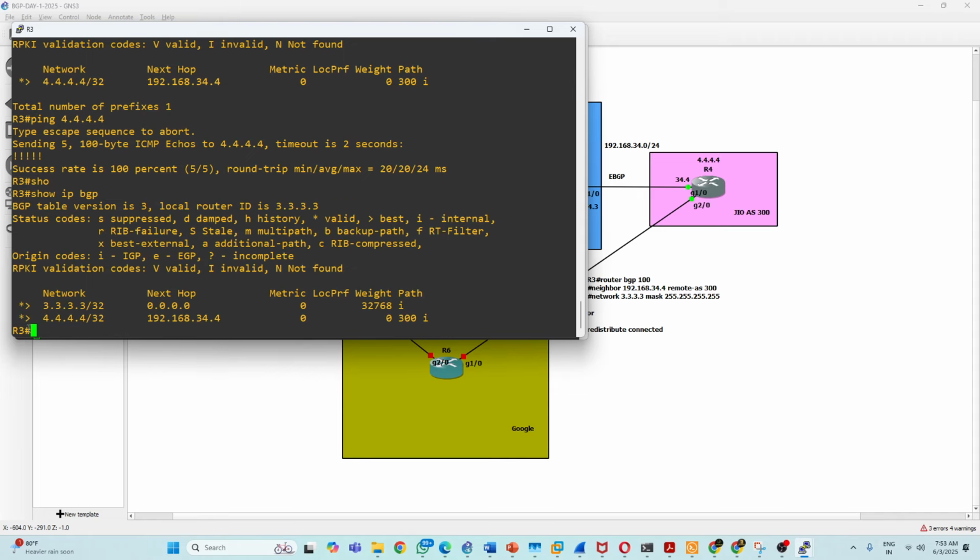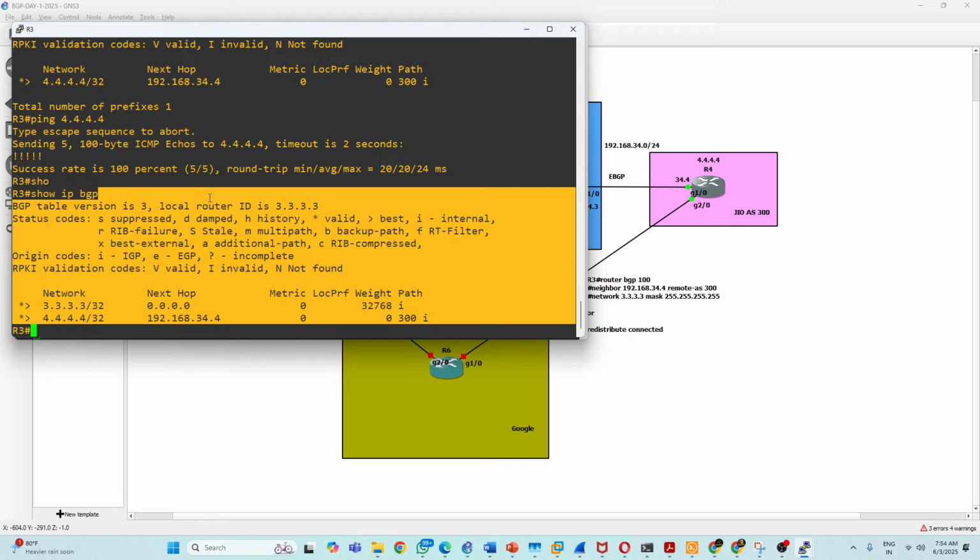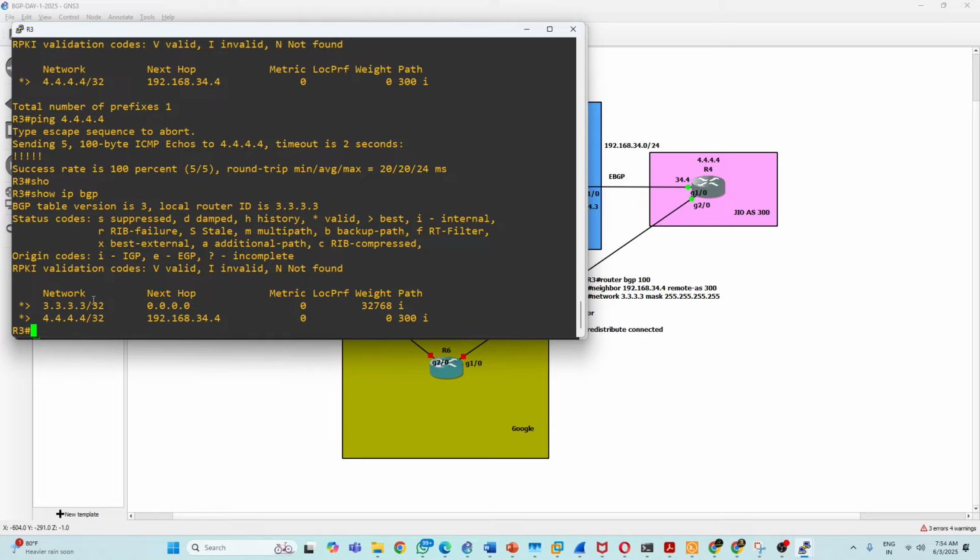See here, if you see greater than, it's the best. If it is a star, it is valid. You may see star and best for each and every route. There are a lot of things to discuss. Here is the network, whoever is advertising, and the next hop. Why is it showing 0.0.0.0 for next hop? Because 3.3.3.3 is your local router, R3. So there is no next hop for this. It's an internal route, internally you are redistributing.